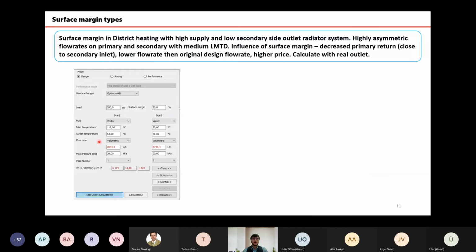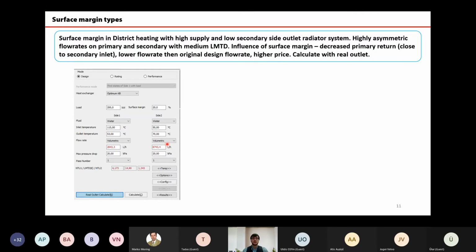Here, as you see, by my calculations of the flow rates, it's still quite asymmetric, meaning that on the secondary side I have close to liters per hour. On the primary side I have close to 3,000, so it's a 3 times difference in flow rate. That means all my heat exchanger dimensioning will be limited by hydraulic factors on the secondary side. I will show you that later.